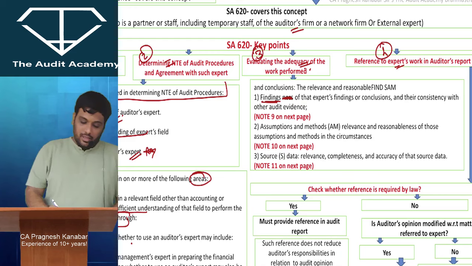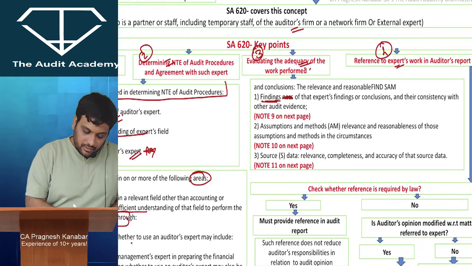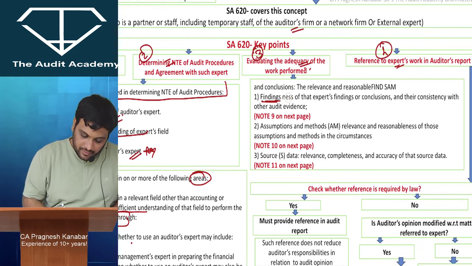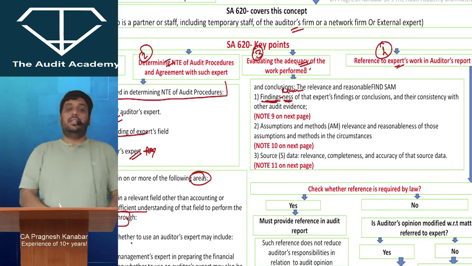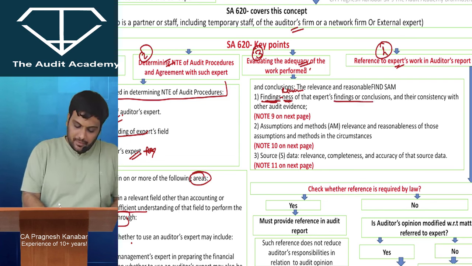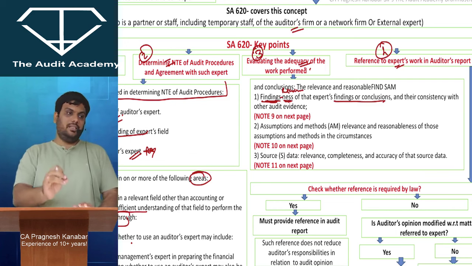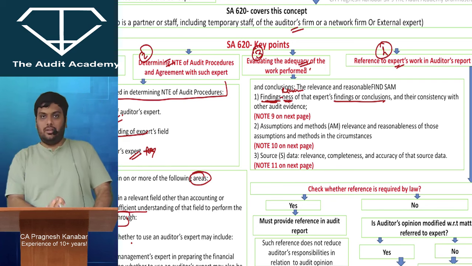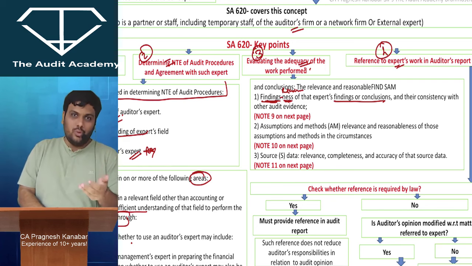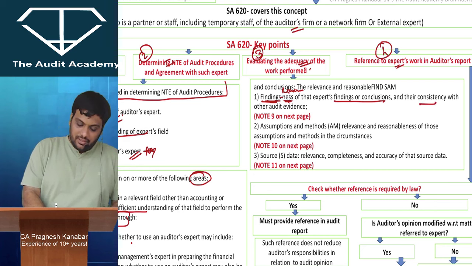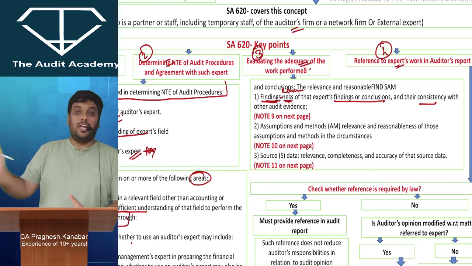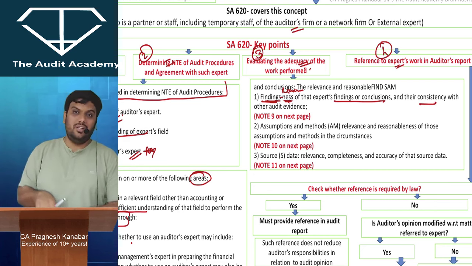All right. In just a minute, I've covered it in this manner. Findings, and this word is reasonableness. I'll have to see the reasonableness of that expert's findings or conclusions, whatever finding or conclusion he has. For example, he says that, okay, this is the percentage completion of the building. Then I'll have to go through that once. Then whether it is consistent with other audit evidence or not, because management also would have created one percentage completion working, I will just tally that.